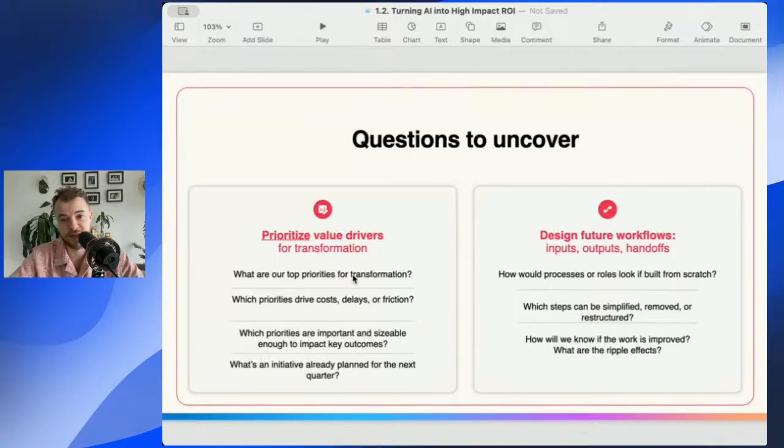Then, going into step two, it's about designing those workflows. So, figuring out if this candidate sourcing process could be rebuilt from scratch, what steps could be simplified, removed, or restructured, and then how will we know if it's improved or not? Time consuming is a big one. Costly is another. So, where's our team's money going, and how can we optimize that?